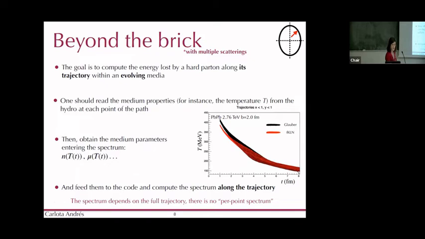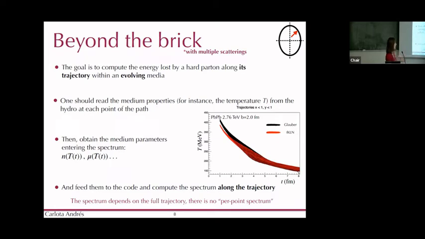So the idea is that if we have a highly energetic parton that propagates through the QGP, we would like to know the spectrum along its trajectory. For that, what we will do is send a parton through a hydro, basically, and at each point of the trajectory, we can read the properties of the hydro. So for instance, let's say that we go through a straight line in the quark-gluon plasma, and at each point we read the temperature, as we have in this plot here.